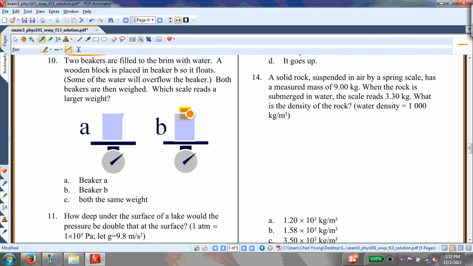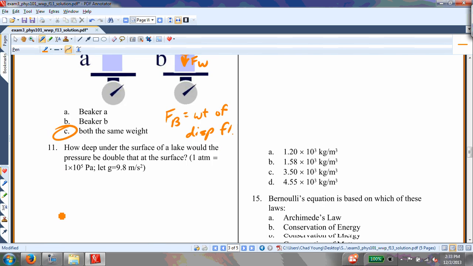Okay, I know that the buoyant force here, which goes up, has to equal the weight of the block because it's floating. Those two forces have to be equal for it to float. I also know that the buoyant force by Archimedes' principle is equal to the weight of the displaced fluid. That is Archimedes' principle. And since the buoyant force is equal to the weight of the block, and also equal to the weight of the displaced fluid, the weight of the displaced fluid is equal to the weight of the block. Right? So even though you're adding the weight of the block, you're losing the displaced fluid, which has the same mass. So both are going to have the same weight for number 10.